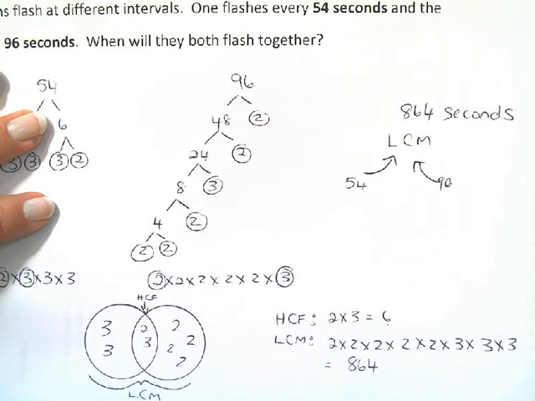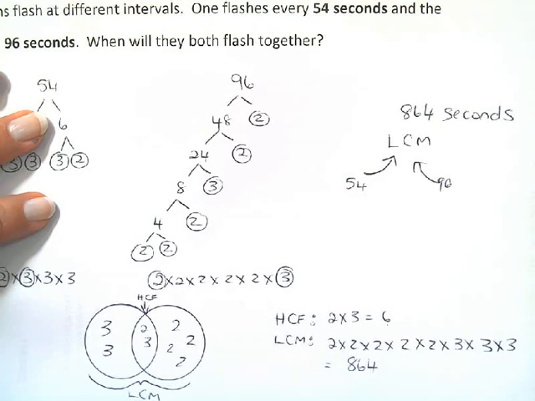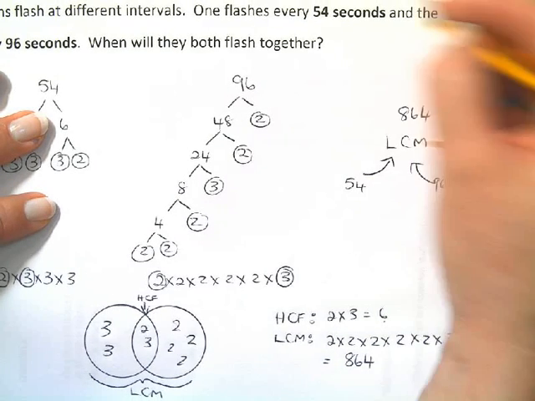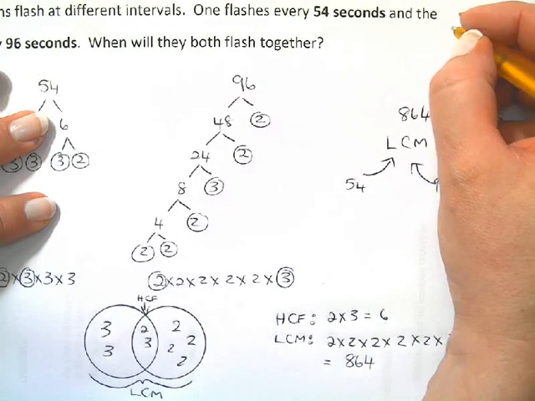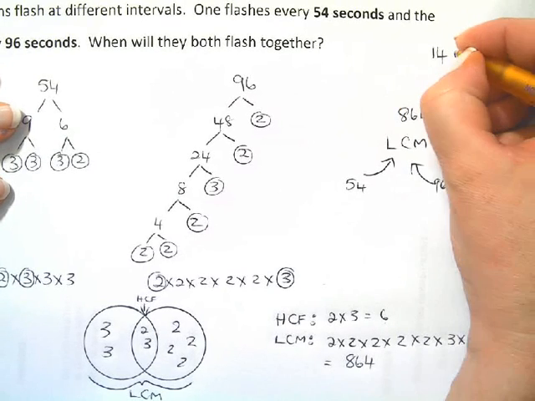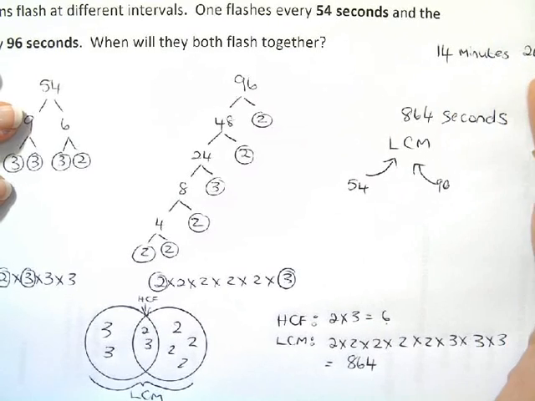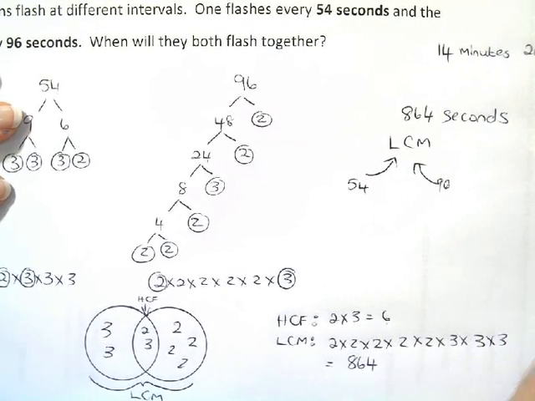Now, of course, you can change 864 seconds into minutes. And how do you do that? You divide by 60. So 864 divided by 60 will give you 14 whole minutes and leave you with 24 seconds. And you've completed your question.